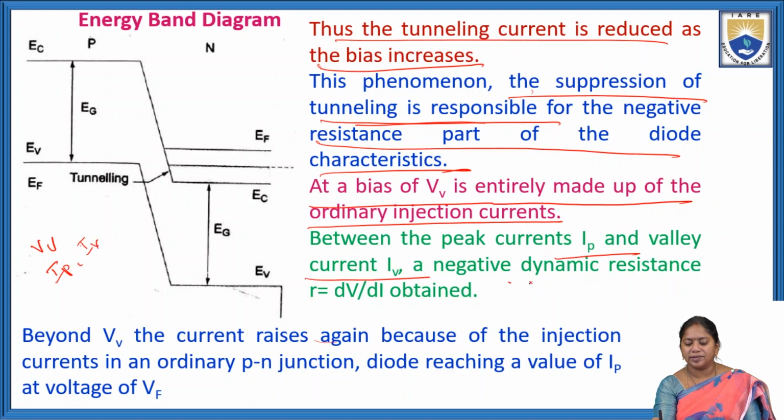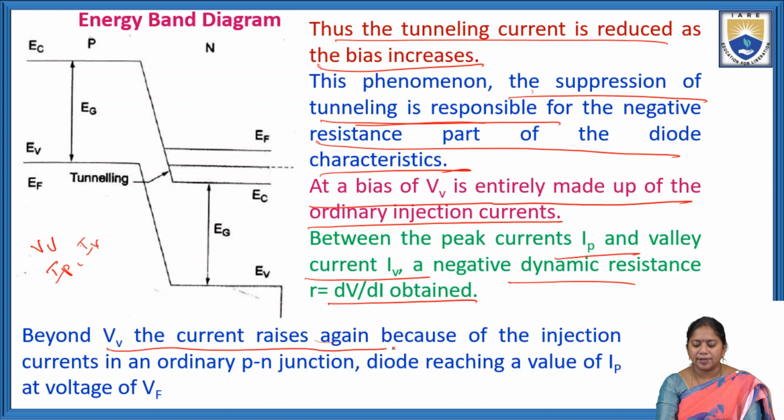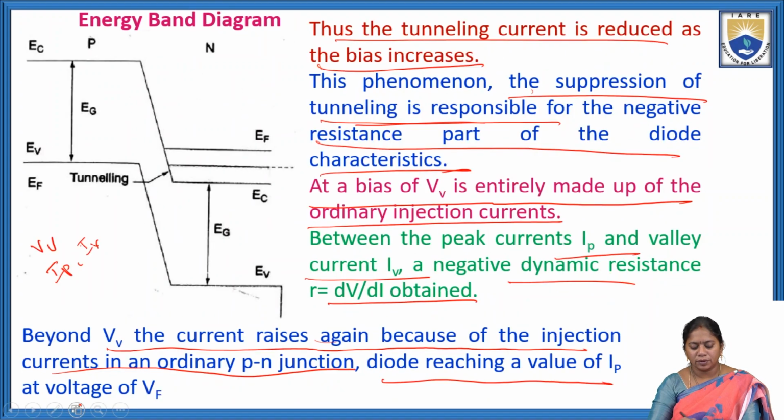A negative dynamic resistance R equal to dV by dI is obtained. Here we obtain the negative resistance, that is R equal to dV by dI. Beyond VV, the current rises again because of the injection current in an ordinary PN junction diode, reaching a value of IP at a voltage of VF.